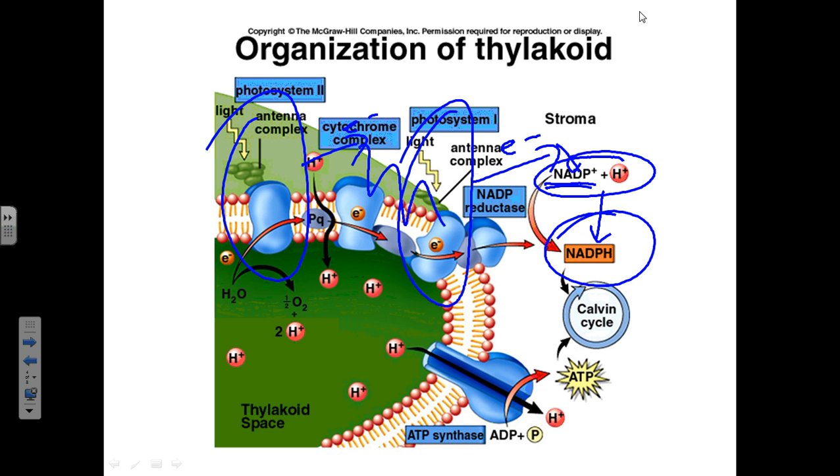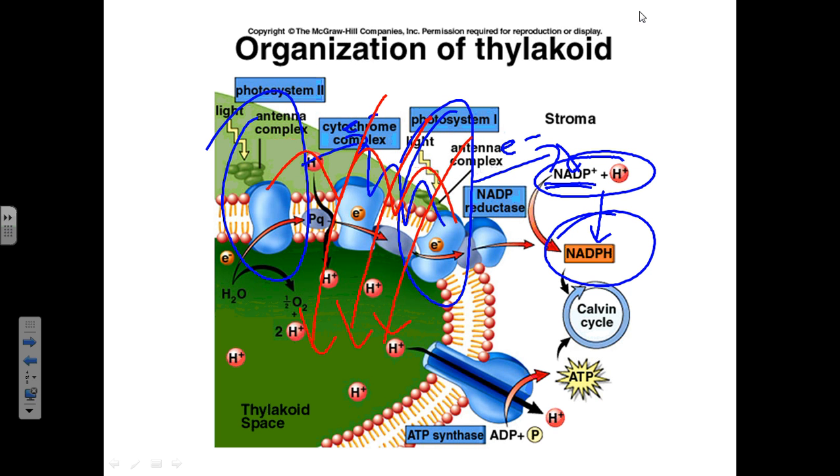All right, the next thing that happens. As these electrons are leaving photosystem 2 and headed toward photosystem 1, their energy is used to pump H+, hydrogen ions, from outside the thylakoid inside, like that. And they're pumping them, which means they're doing active transport. They're moving them against the gradient. So they're building up a lot of H+ inside that thylakoid membrane.